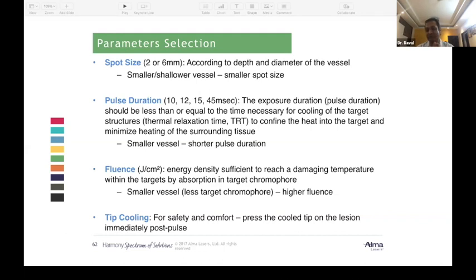So less hemoglobin means more power is required to burn it. If you have a bigger vessel, you have a lot of hemoglobin where the laser energy will be absorbed, then you can use a lower fluence. So it's opposite. A smaller vessel will require a higher fluence, and a larger vessel will require a lower fluence.